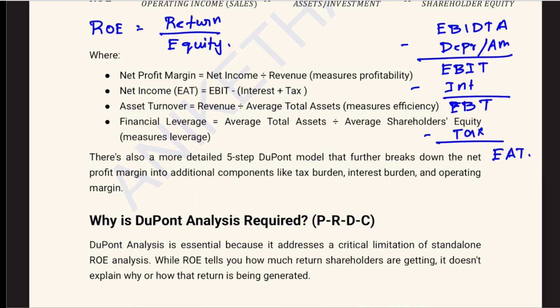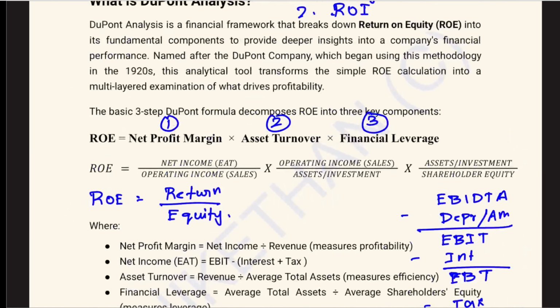In your syllabus, you also have 3-step Dupont analysis. Also you have 5-step Dupont analysis. The 5-step we will see later. It will be a combination of 5 factors instead of 3 factors. But finally they will all cancel out and you will be left with net income over shareholder equity, because ROE is return over equity.